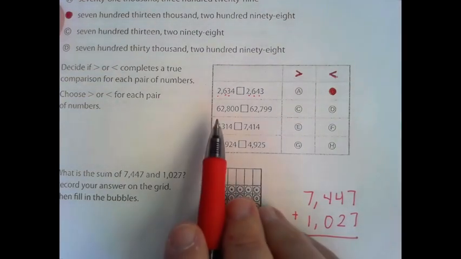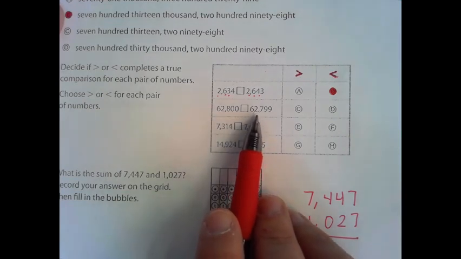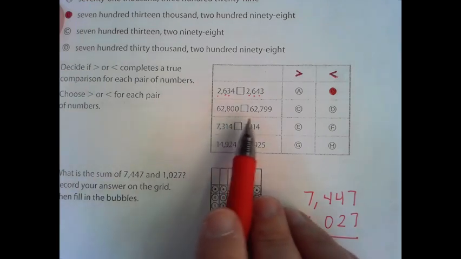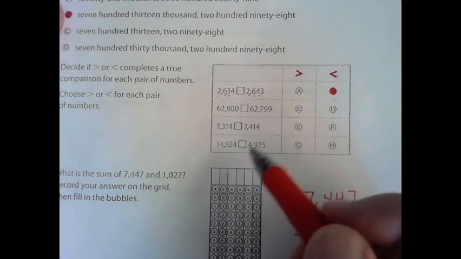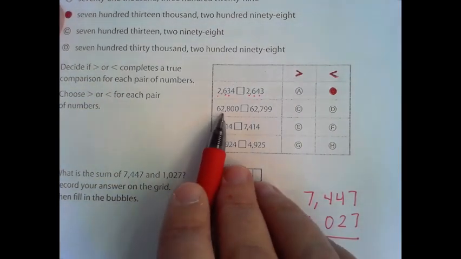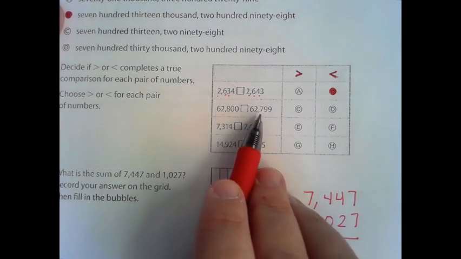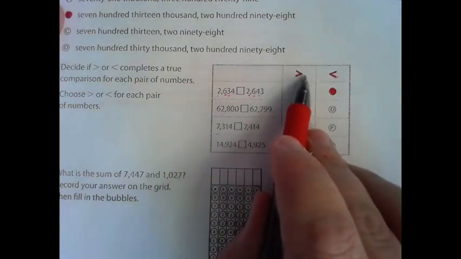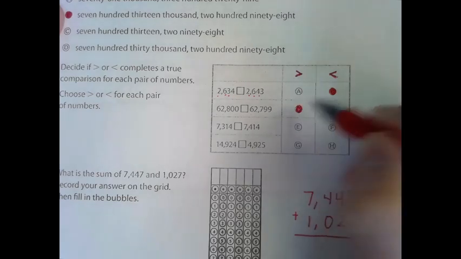All right, 62,800 and 62,799. So again, they're both 5-digit numbers. So then we've got to start comparing with the largest place value. So we've got 60,000 here, 60,000 there. 2,000, 2,000. When we get to the hundreds, we have 800, 700. So that means this one is greater than. Because it's greater than, I'm going to color in the bubble here on the left.